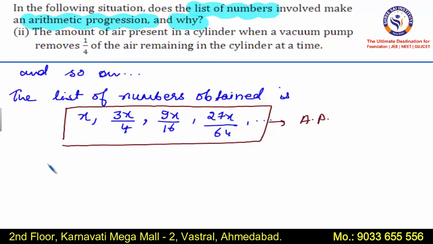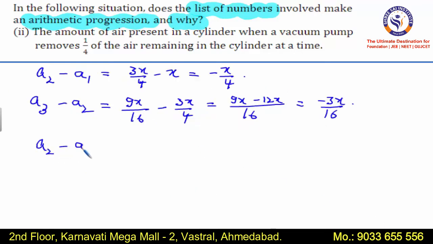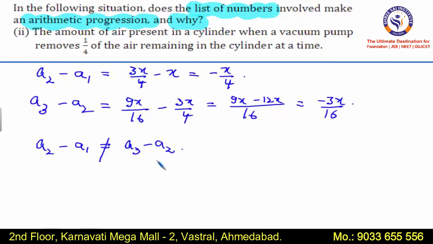First, let us find the difference of x and 3x upon 4, that is A2 minus A1. This is equal to 3x upon 4 minus x, which is equal to minus of x upon 4. And now let us find out A3 minus A2, which is equal to 9x upon 16 minus 3x upon 4. Here the LCM is 16. In the numerator we have 9x minus 12x, and this is equal to minus 3x upon 16. Now here we see that the difference A2 minus A1 is not equal to the difference A3 minus A2. That is, on subtracting each term from its succeeding term, the difference is not same.